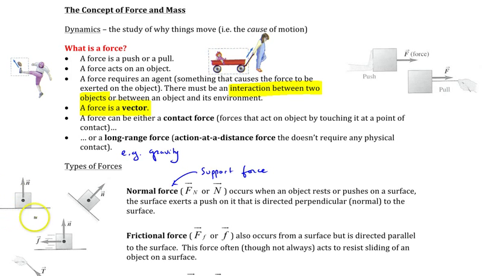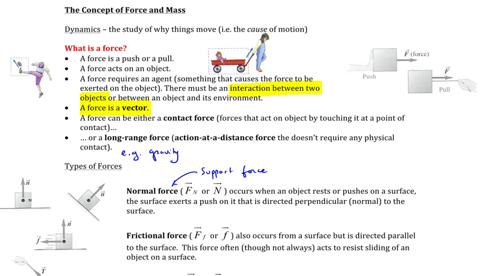For example, you can see there's a box over here on the left side that's resting on the ground, or the surface. The surface below is exerting a force upwards. It's pushing it upwards, preventing this object from penetrating the surface. If the surface weren't there, then the object would fall straight through. So that's what we call the normal force.